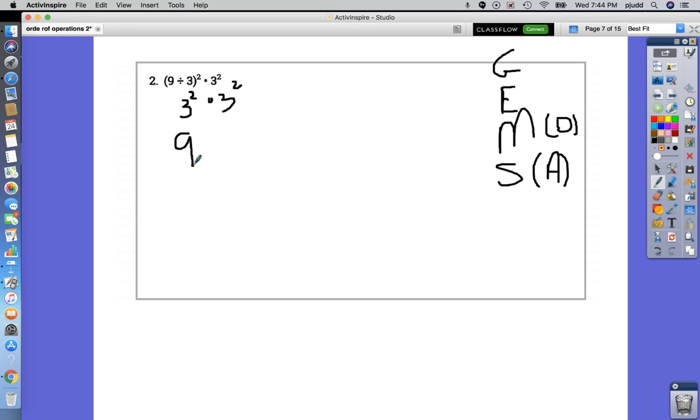And I heard a lot of 9s. 3 times 3, 3 times 3. So I have cleared my exponents, and 9 times 9 is 81. Perfect.